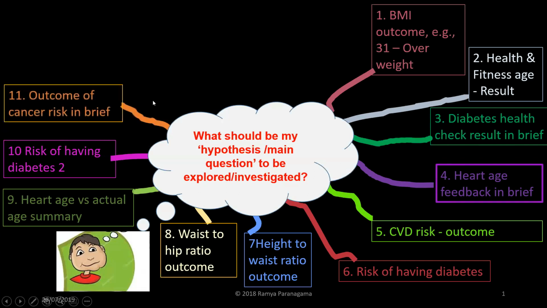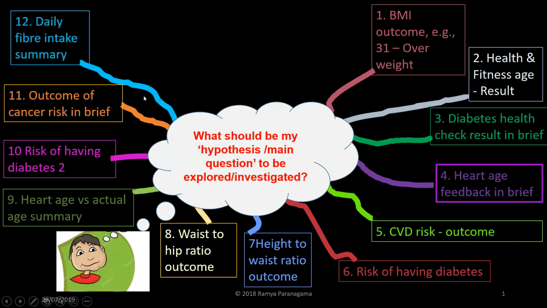Number 11, outcome of cancer risk. There are 10 questions in this area. You need to again follow the same criteria. Answer the questions, print the final screen, bring it back to the appendix, paste it under number 11, trim it, put a border, read it, and get the outcome in brief. It might say there is a high risk of you developing cancer, or less risk, or you do not have one. That's what it is.